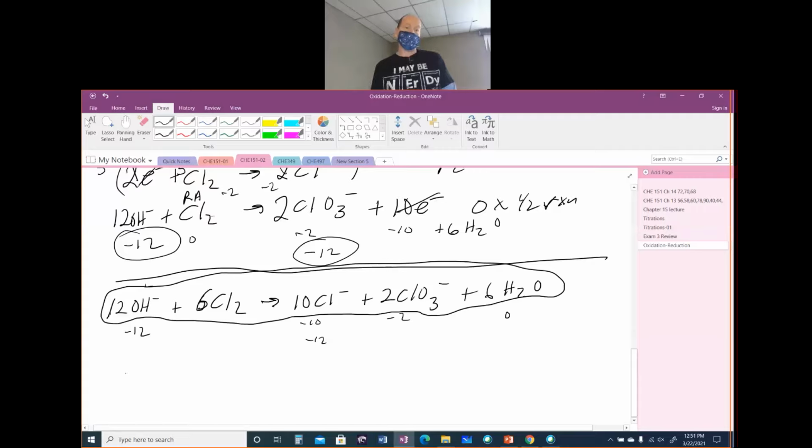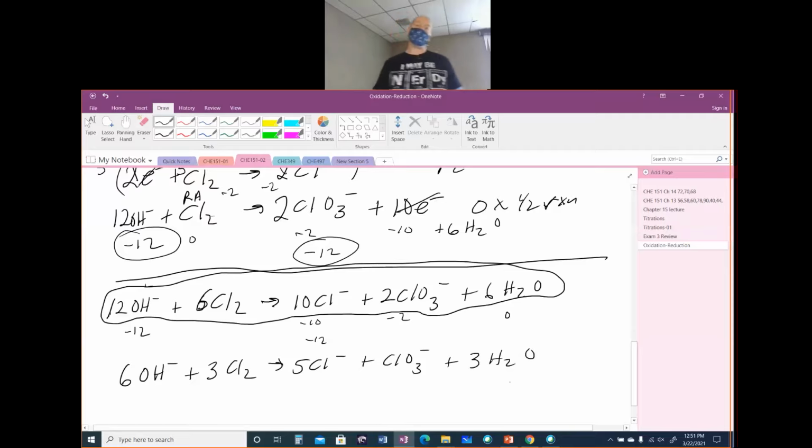So your final answer is 6 OH minus plus 3 Cl2s yield 5 Cl minus plus ClO3 minus plus 3 H2O. And so now we have a minus 6 and a minus 6. It's still a balanced chemical reaction, but now it's in lowest terms.